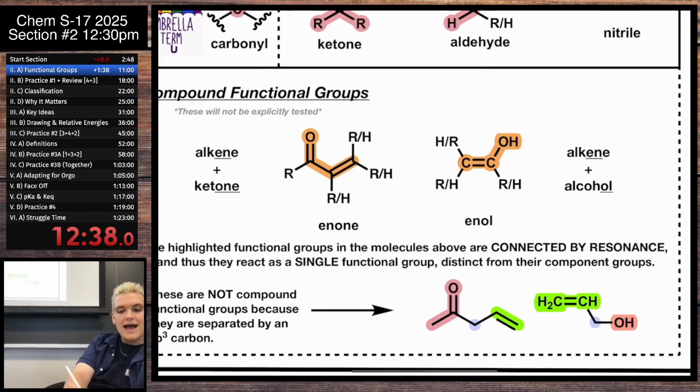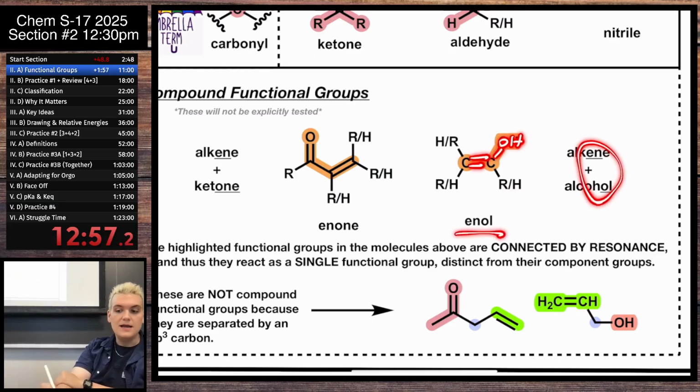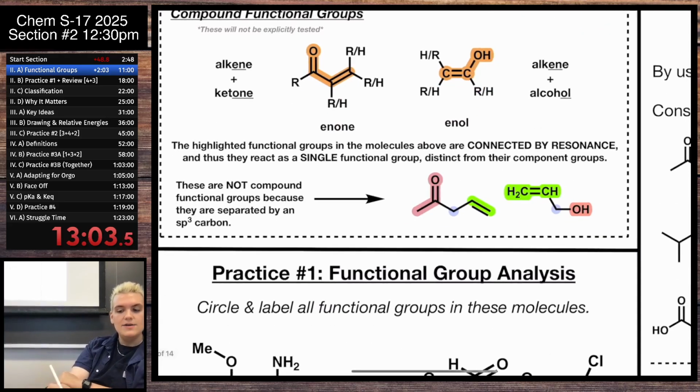Here, if we have an alkene and a ketone, it becomes an enone. Enones have resonance here, so it reacts as one group, and you're going to learn reactions with enones in lecture 3, so that's why I brought it up. And here, if you have an alkene and an alcohol, this is an enol functional group, because, yet again, it has resonance. If we had another carbon between them, though, what's the hybridization of this carbon?